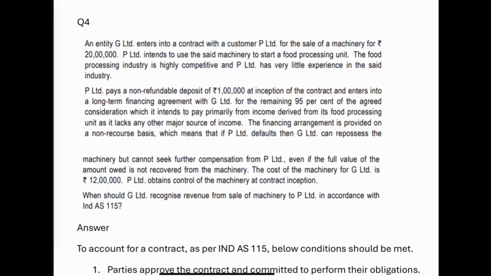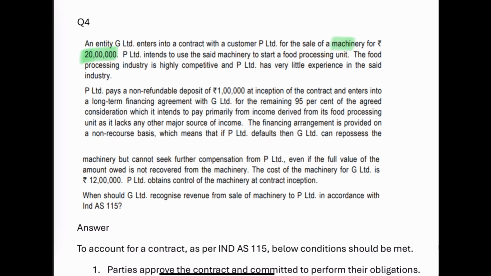So here an entity G Limited enters into a contract with customer P Limited for the sale of machinery for 20 lakh rupees. P Limited intends to use the said machinery to start a food processing unit. The food processing industry is highly competitive, and P Limited has very little experience in the said industry. So it's kind of a new industry for which G Limited enters into a contract with P Limited to supply machinery, and the consideration is fixed at 20 lakh rupees.